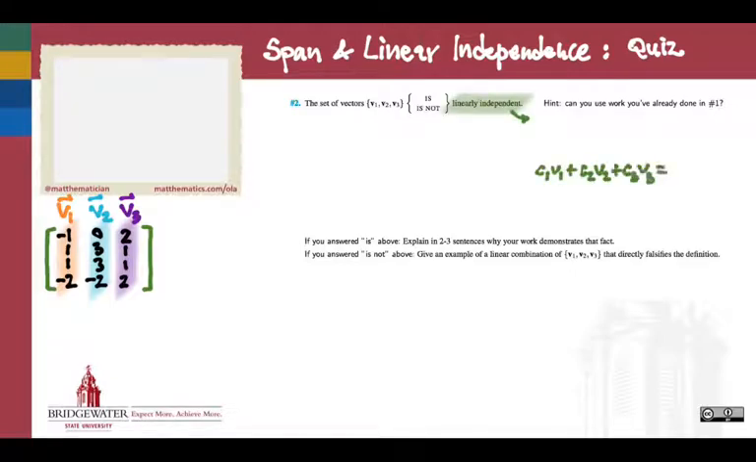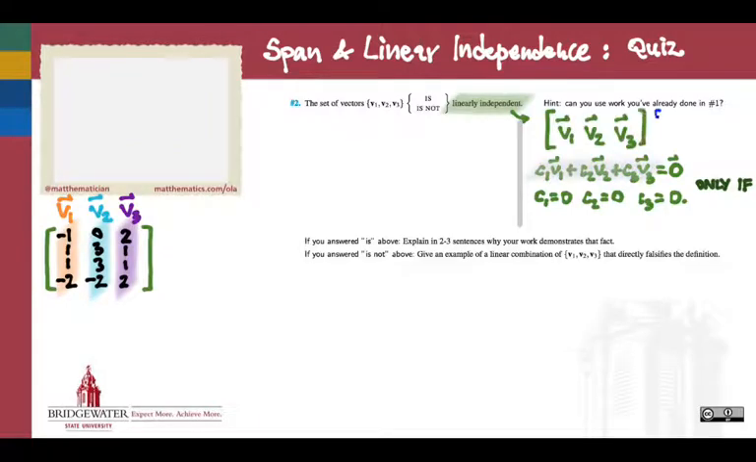Remember that the definition of linear independence says that v1, v2, and v3 are linearly independent, exactly in the case where any linear combination of those vectors which forms the zero vector must necessarily have been the trivial linear combination. In other words, the only way to make a linear combination of these vectors equal to the zero vector is to choose the linear combination whose weights are all equal to 0.